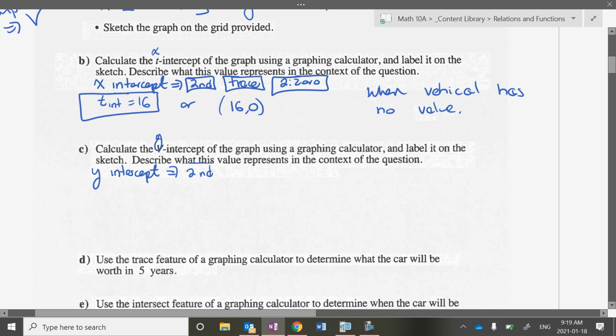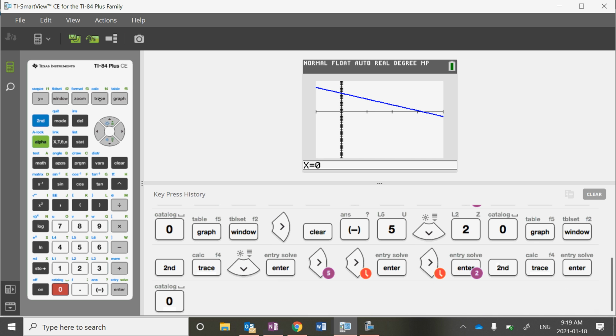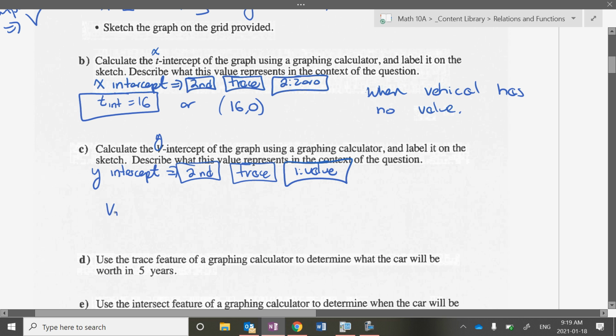we still do second trace, but now we go to value. So second trace, value, when x equals 0, 20,000, or at 0 and 20,000. This is when the car is brand new.